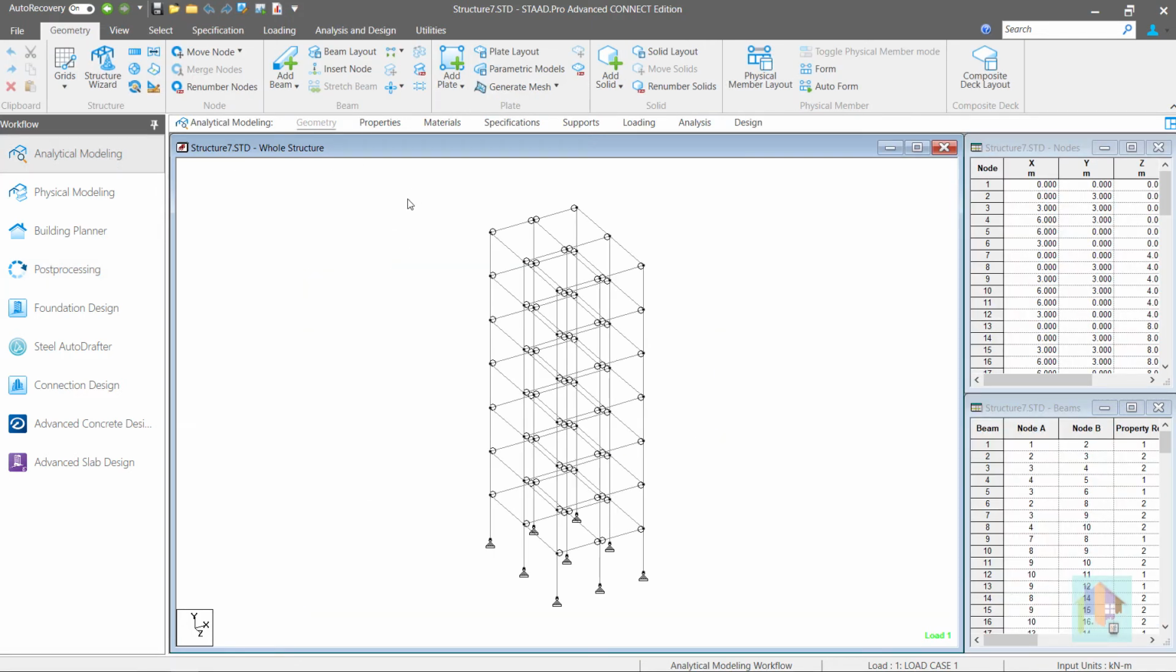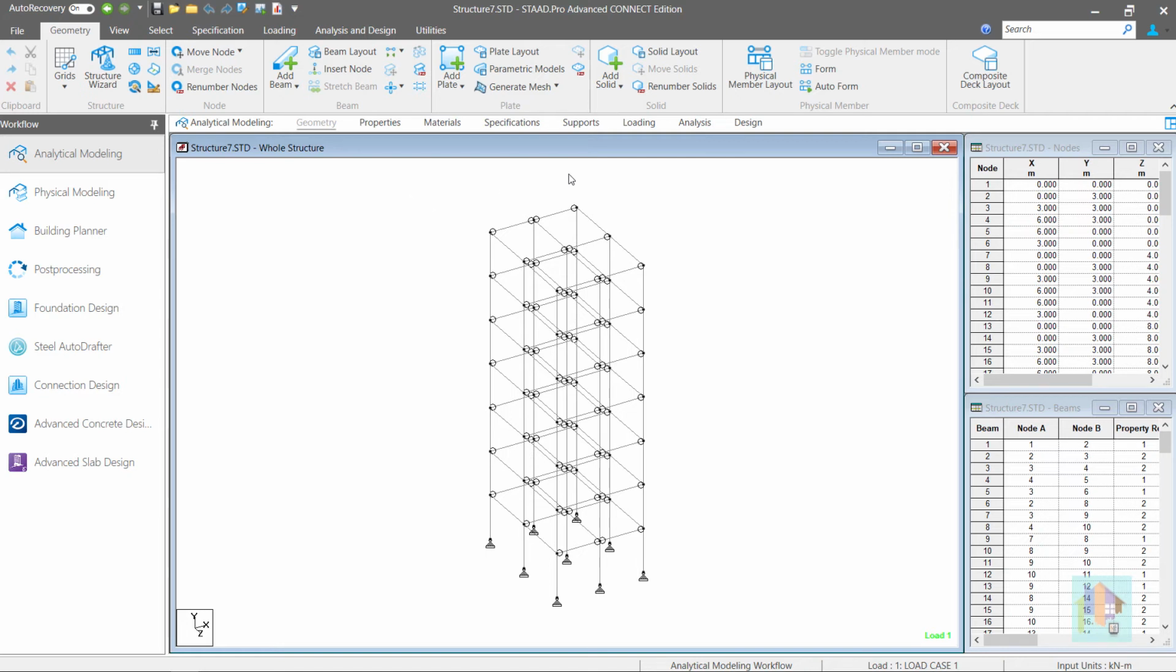The reason is we have assigned pin supports which has no rotational stiffness. If a lateral load is applied on the structure, it will rotate infinitely. That's why there is a huge displacement and time period is reported as several days.